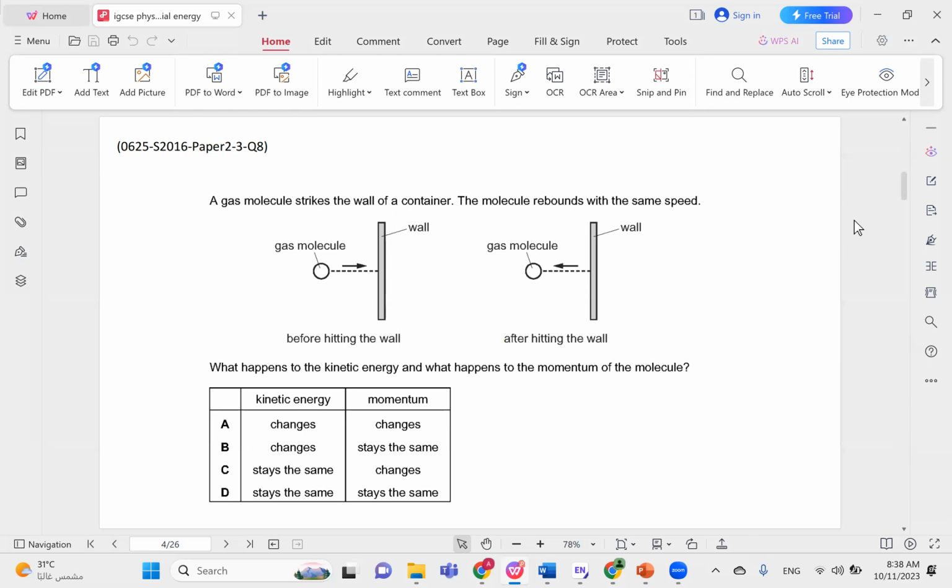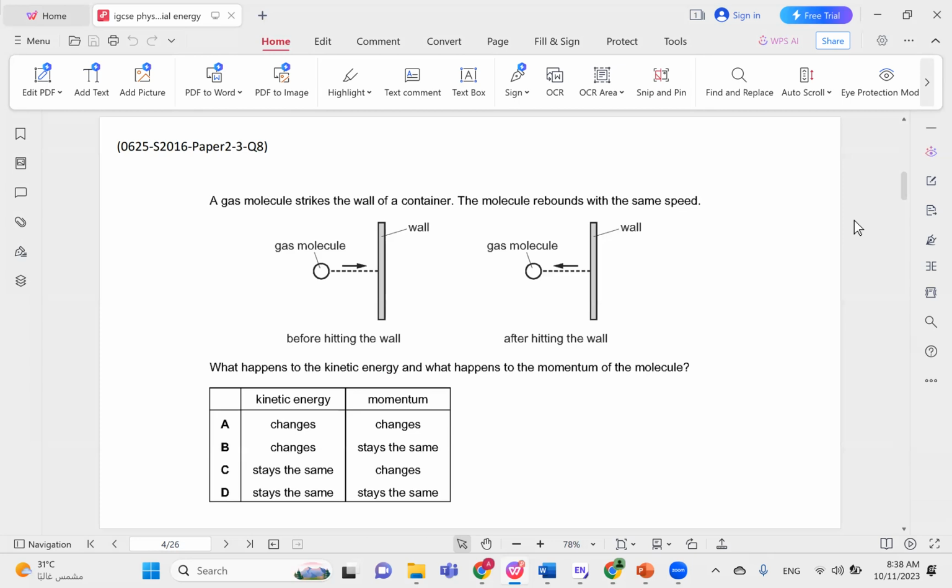So this question is a conceptual question. It requires you to understand the difference between kinetic energy and momentum in terms of which one is a scalar quantity and which one is a vector quantity. Momentum, as we discussed in a previous video, is a vector quantity and it depends on the direction of motion. Whereas kinetic energy is a scalar quantity. It does not depend on the direction of motion.